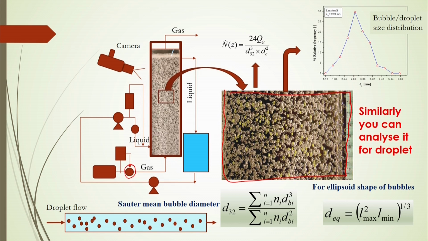Before taking the snapshot of the bubbles, you have to attach a scale on the wall of the column, because that scale will be of actual size. You have to calibrate the bubble size with respect to this scale, and then you can calculate the actual size of the bubbles.